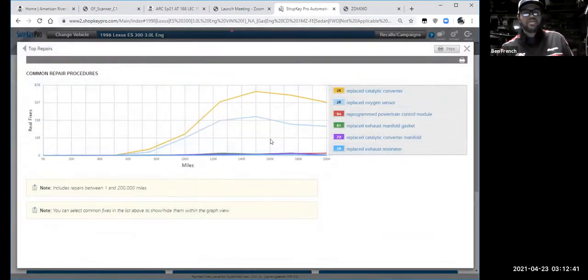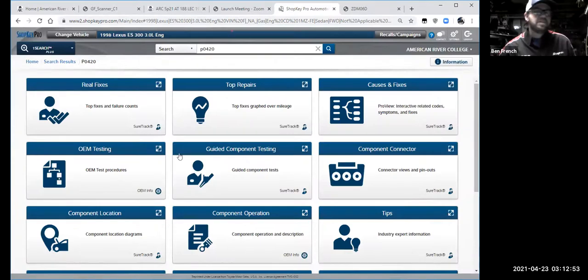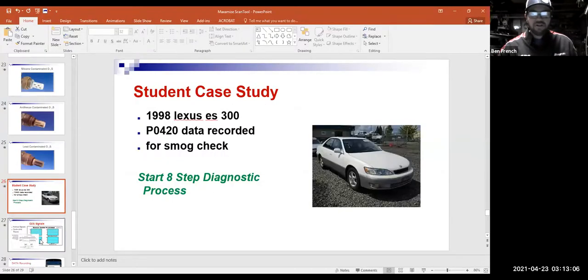This is a graph over mileage. If you're over, let's say 130,000 miles, yeah, it's very likely that you need a catalytic converter. That's what most people are reporting. But you can't just replace the part on that alone. You have to do some investigation, right? So what we're going to do is switch our screen share back to our presentation. So here's our car.